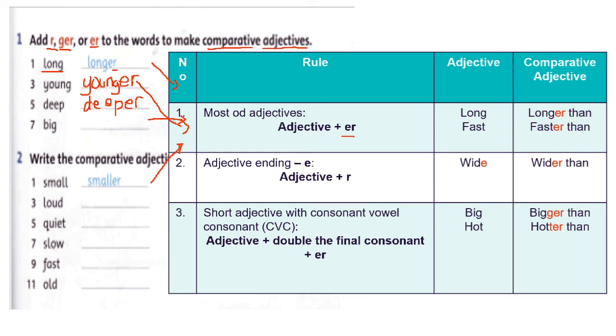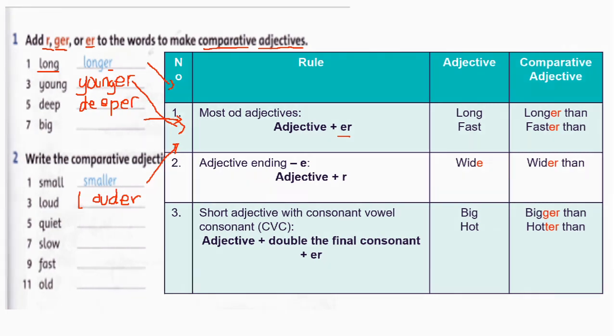Loud, does it end with E? No. CVC? No. So just like number 1. Loud, it's ER, louder. Easy, right? Easy. If you still have a question about this, feel free to ask me.